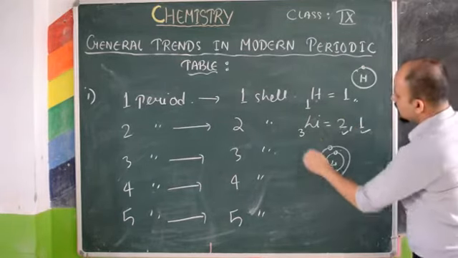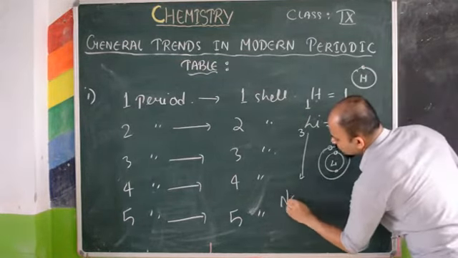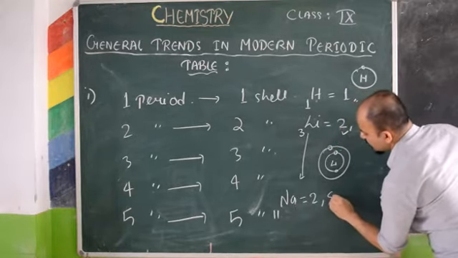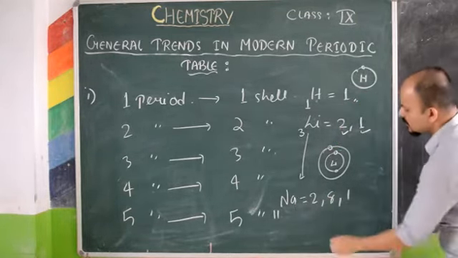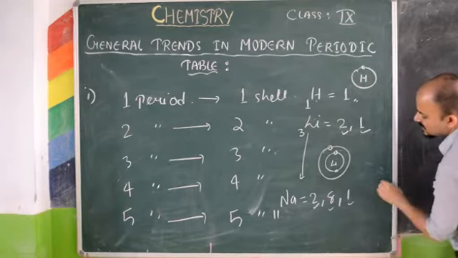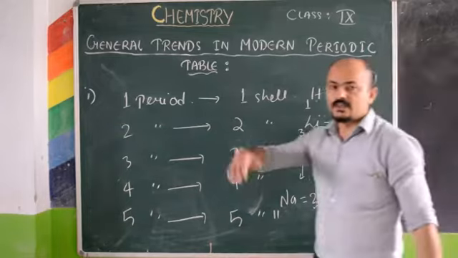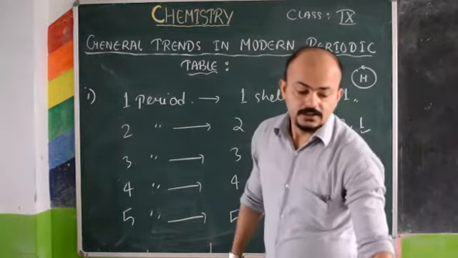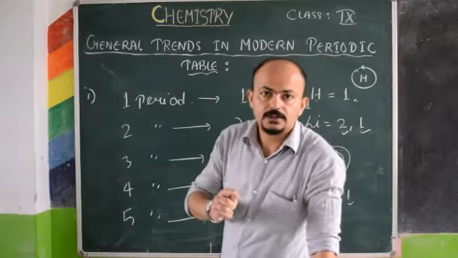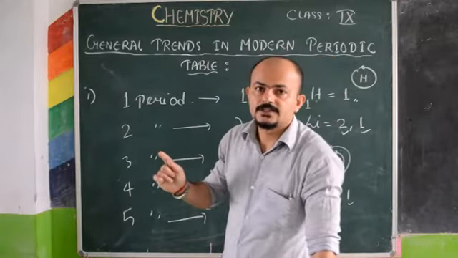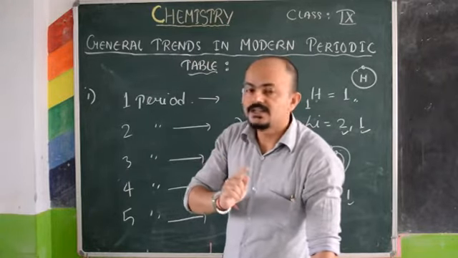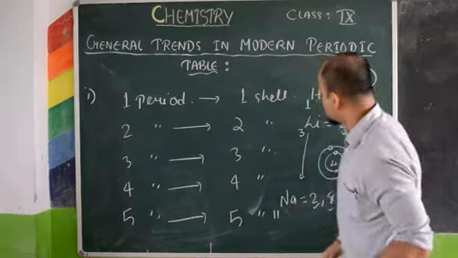Now below this you have sodium. Sodium's atomic number is 11, so 2, 8, 1 is the electronic configuration. In the first shell it has 2 electrons, in the second shell 8 electrons, and in the third shell 1 electron. So you have to remember that the number of shells of an element is equal to the period in which it lies, and this is very important.